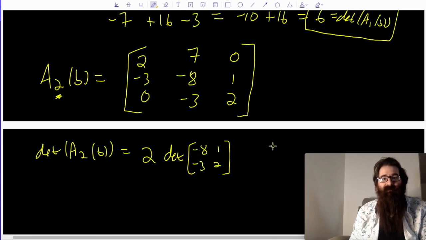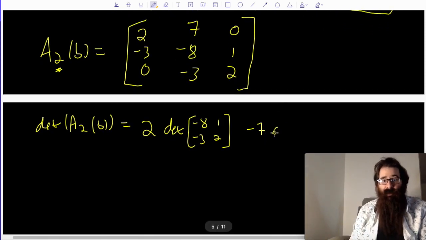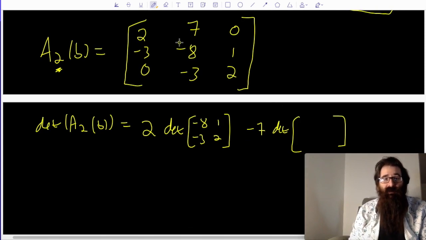I bring out the 7. I have to flip its sign because of where it is in the matrix. And then I want to multiply that by the determinant of the 2 by 2 matrix that I get when I remove that entry's row and column. So that's negative 3, 1, 0, 2. And now I can compute this.